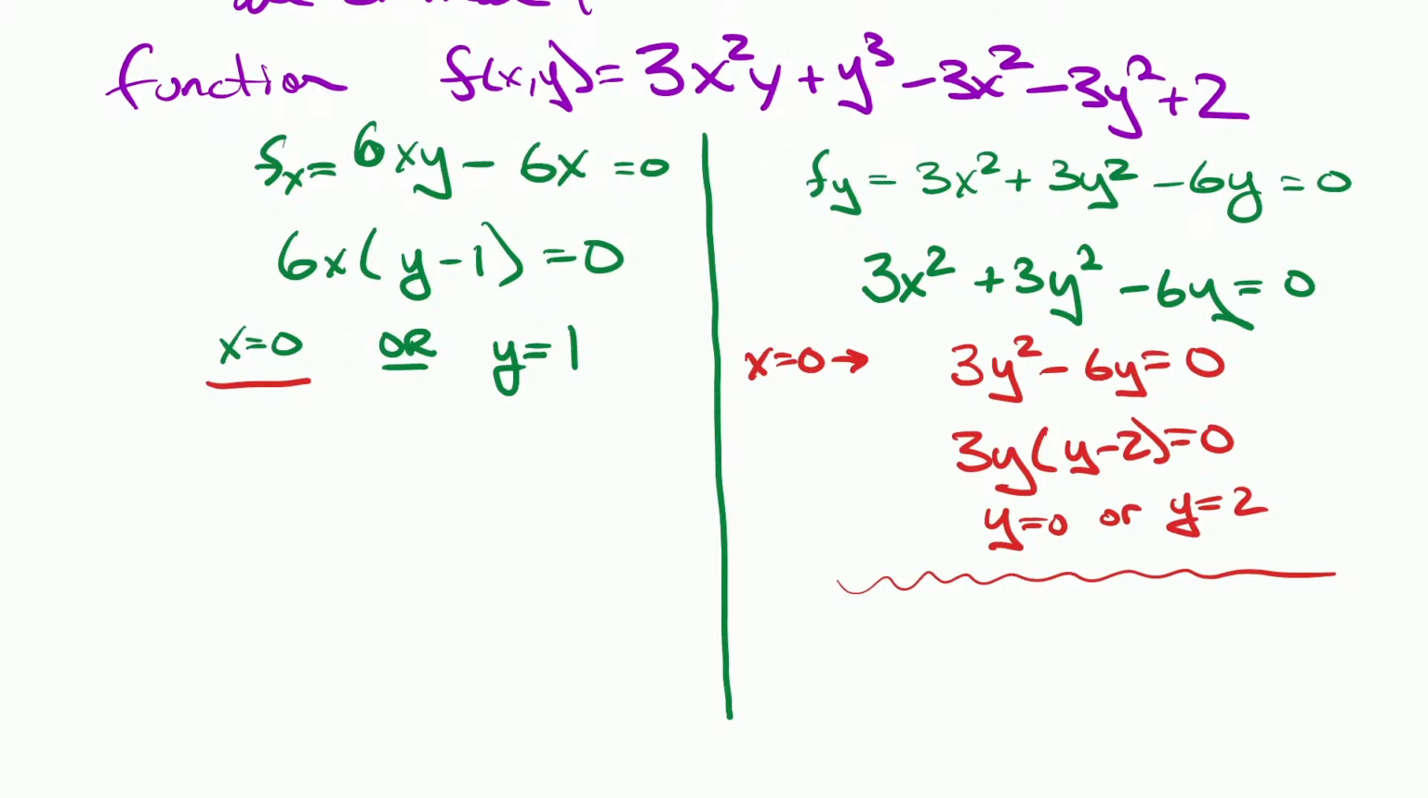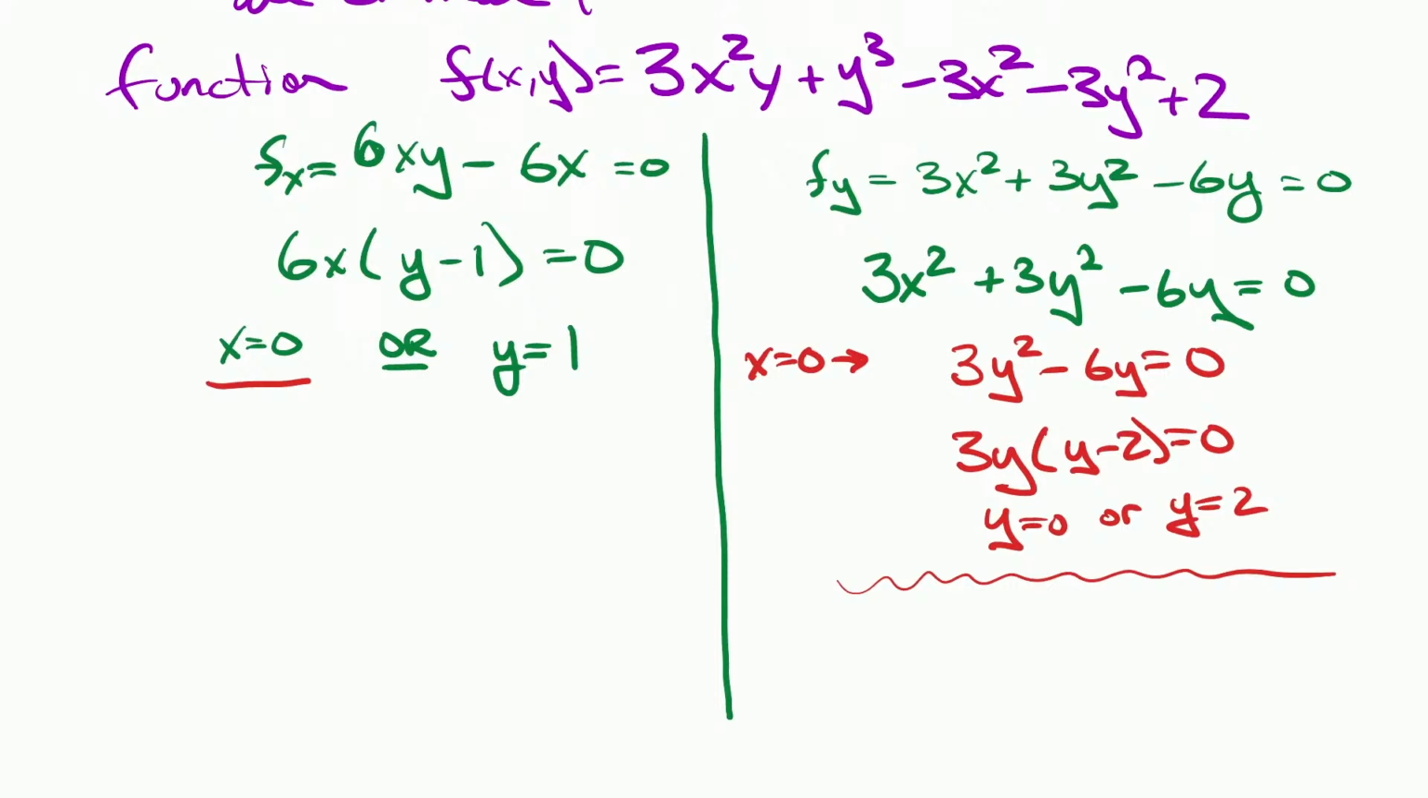Don't worry. But what this means is that x equals 0 makes this side 0. So f sub x will be 0 when x equals 0. And then if you take that x equals 0 and plug it into f sub y, you find that y has to either equal 0 or 2 for this to be 0.